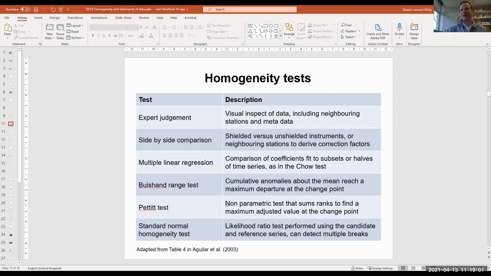The Buishand and the Pettitt tests essentially look for drifts in the cumulative anomalies or drifts in the ranking of values through time to see whether there's a maxima in the anomalies or a maxima in the changes in the ranks. And these two can indicate where there's a breakpoint. And then finally, there are much more sophisticated homogeneity tests, which may apply multiple comparisons of series against multiple time series across a whole network of stations to see whether or not one record is behaving more or less similarly to other records in the network. And I'll say a little bit about that later as well.